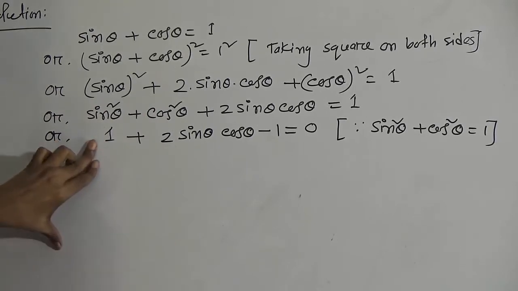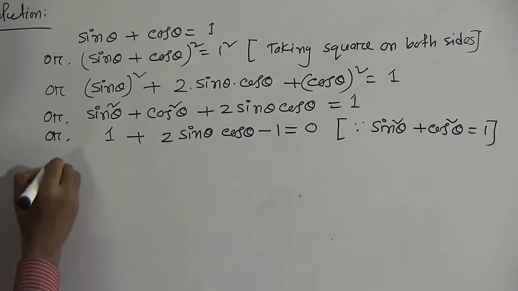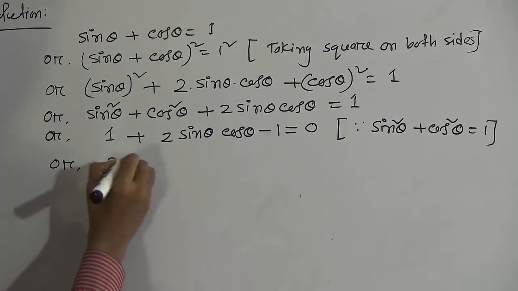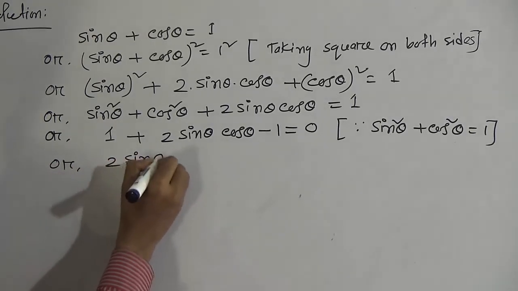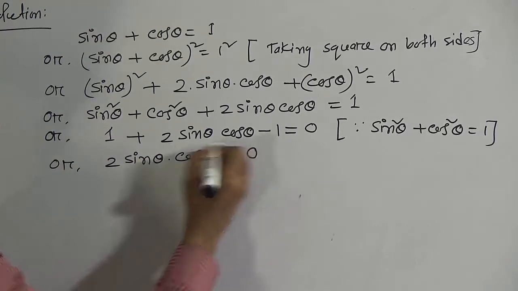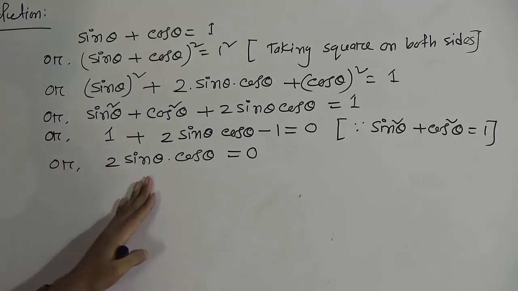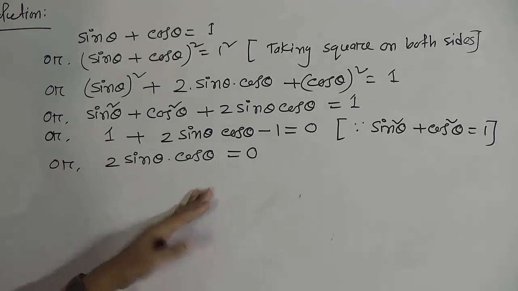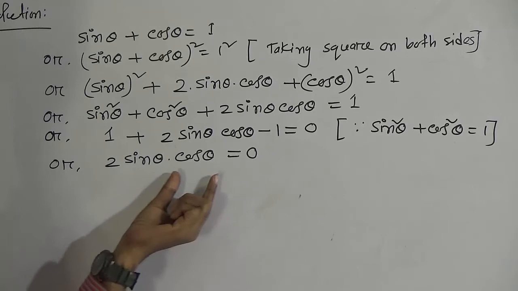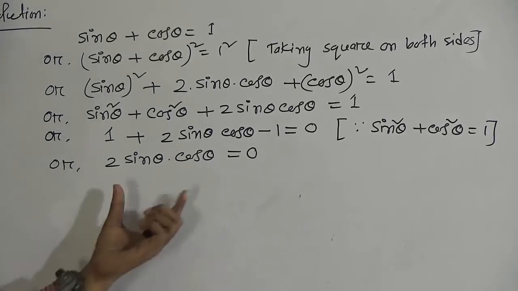Now this is positive 1 or plus 1, and this is minus 1. So we can vanish this plus 1 and this minus 1. Then we get 2 sin theta cos theta. This is equal to what? 0. Look, 2 sin theta into cos theta, they are closely related by multiplication.